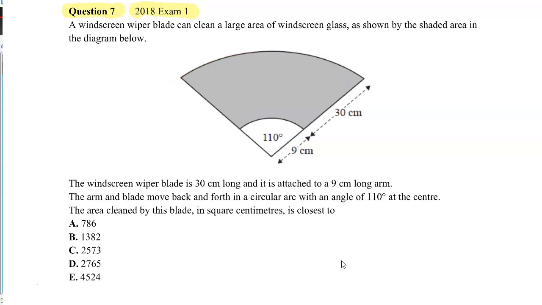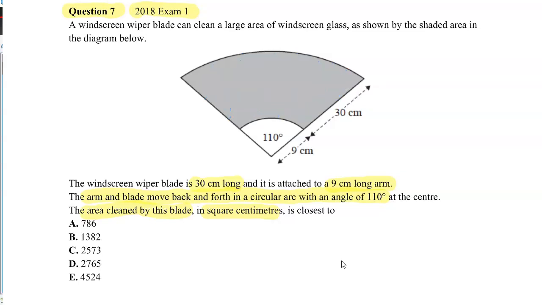The windscreen wiper blade is 30 centimetres long and is attached to a 9 centimetre long arm. So you can see that there. The arm and blade move back and forth in a circular arc with an angle of 110 degrees at a centre. Okay, so it moves like that. The area cleaned by this blade in square centimetres is closest to. Now the key here is recognising that we're only wanting that shaded area.